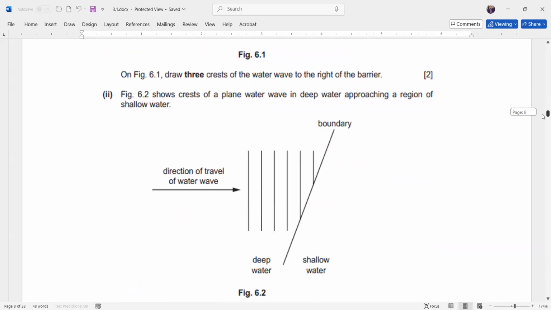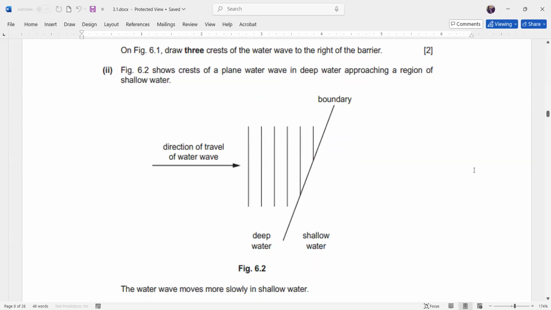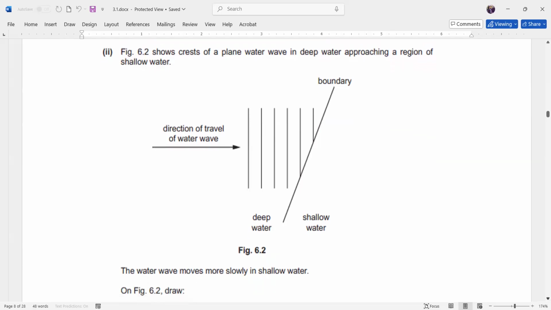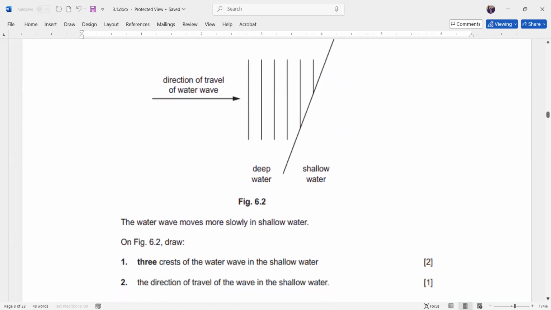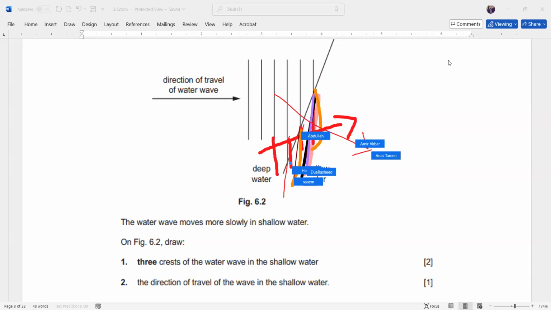Figure 6.2 shows a crest of a plane wave in deep water approaching a region in shallow water. So on the figure, draw three crests and the direction of wave travel in the shallow. You can annotate on the screen to complete this. Moving from deep to shallow, what will happen? It will slightly lag behind because in a shallow it travels slower. And second, you have to show the direction.